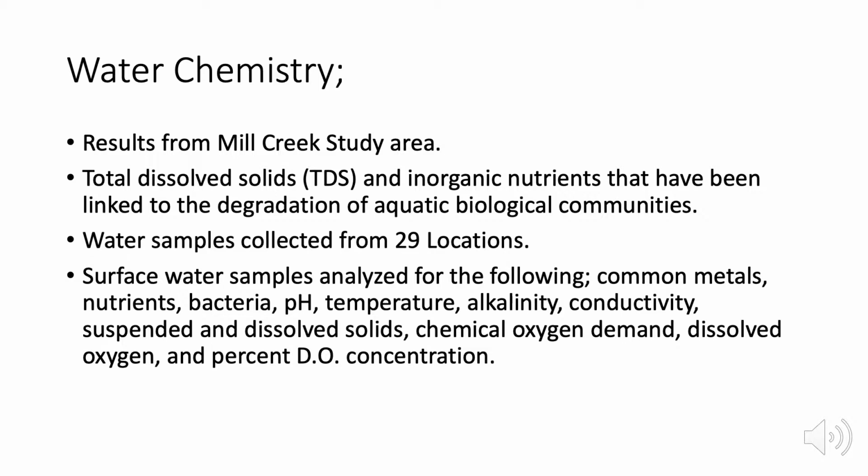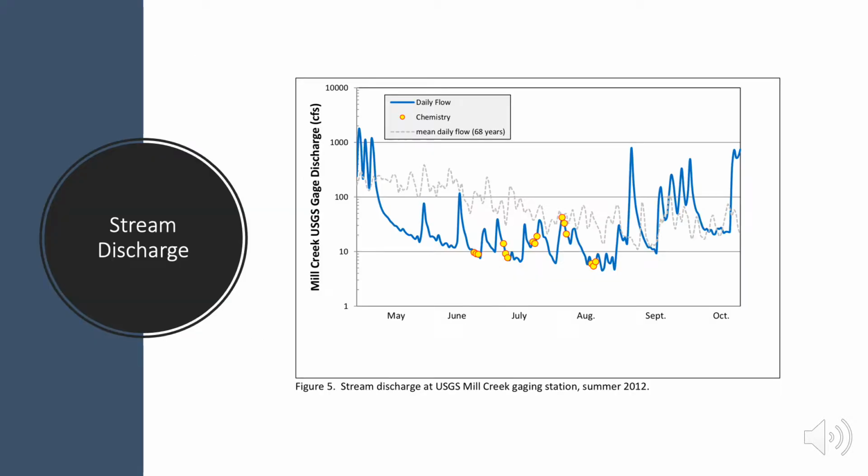To cap off the water chemistry results from the Mill Creek area, the water samples, again, I can't stress this enough, were from the 29 locations, and the surface water samples were analyzed for the following: common metals, nutrients, bacteria, pH, temperature, alkalinity, conductivity, suspended and dissolved solids, chemical oxygen demand, dissolved oxygen, and percent DO concentration.